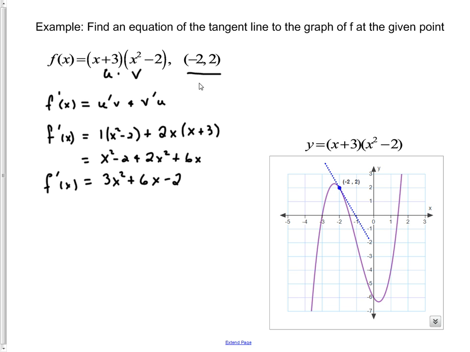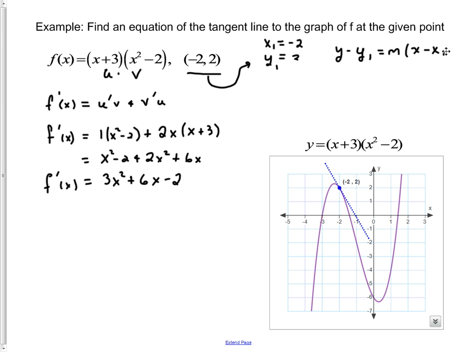Okay, so we're asking to find the equation of a line tangent to the graph of f at the given point. So our given point is negative 2, 2. What does that mean? Well, on this graph, then, we want to find the slope and the equation of a line passing through this point. So we've got our x1, y1 set up right here, right? x1 is equal to negative 2, y1 is equal to 2, right? So when we use our formula, y minus y1 is equal to the slope m times x minus x1.